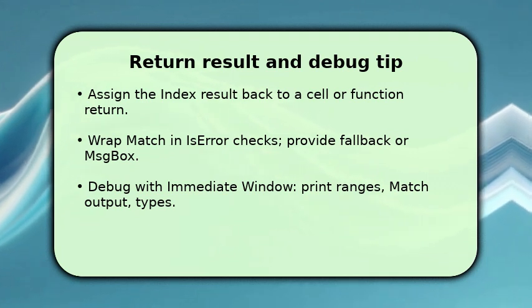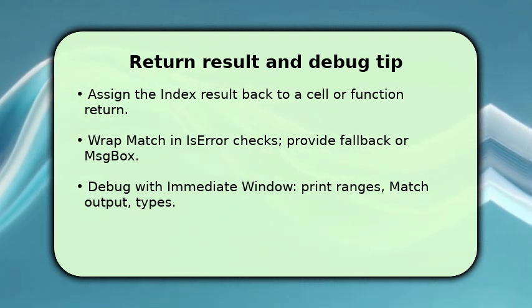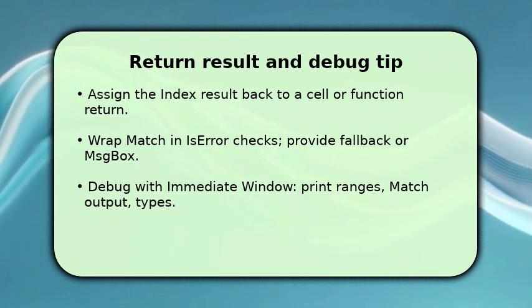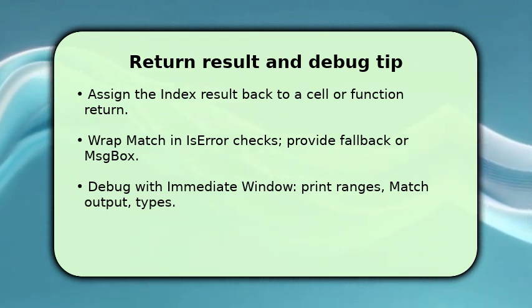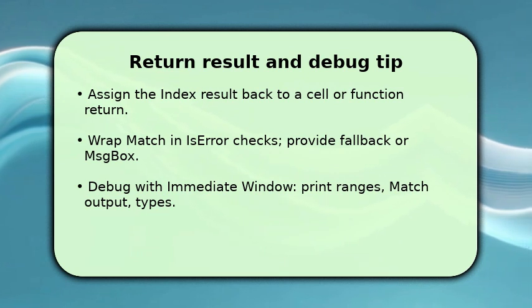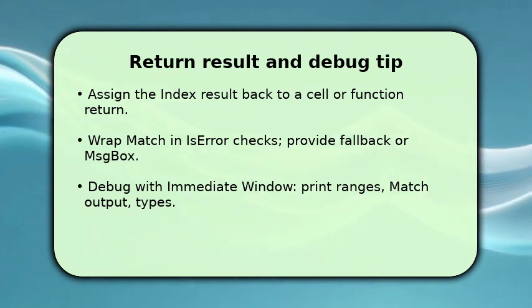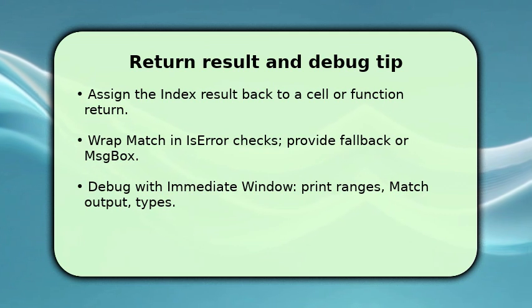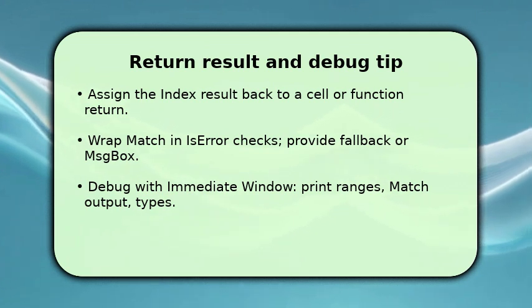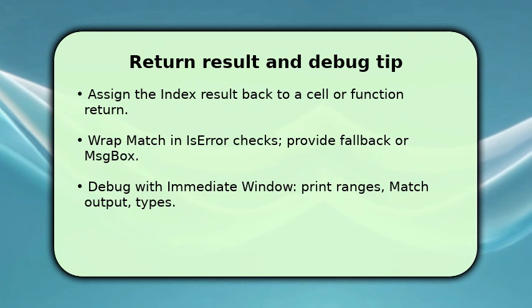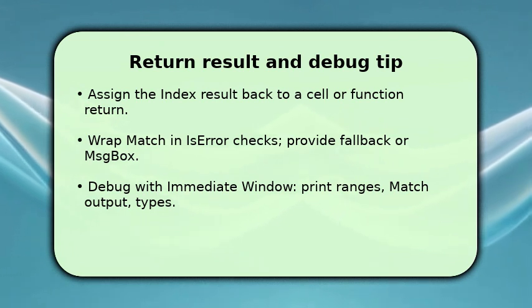If Match could fail, wrap it with Application.Match and check IsError before calling Index, then provide a fallback value or user message. If things go wrong, print the lookup value, addresses of the lookup range and return range, and the raw match output to the immediate window to diagnose offsets or mismatch types quickly. That single troubleshooting step solves most issues.